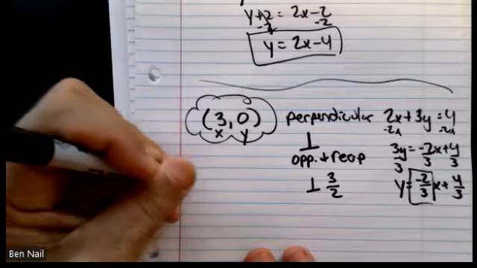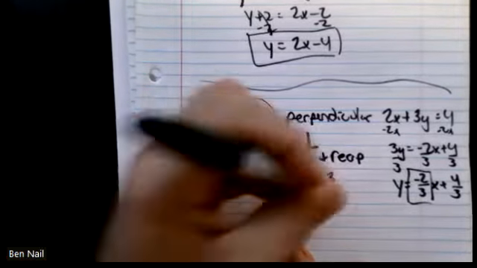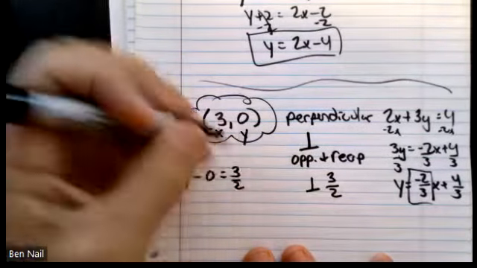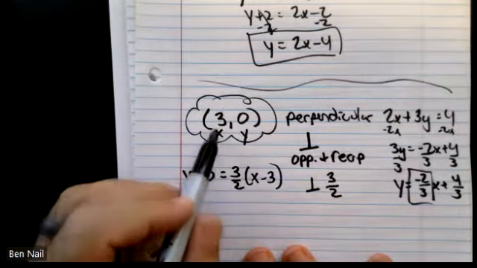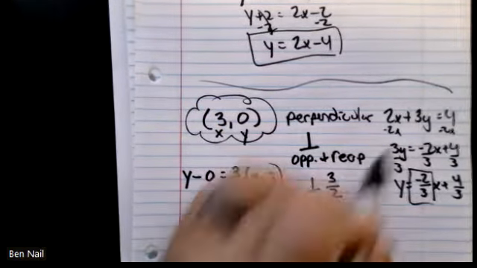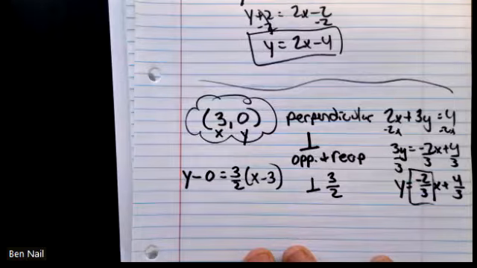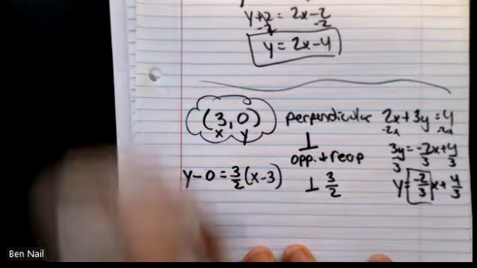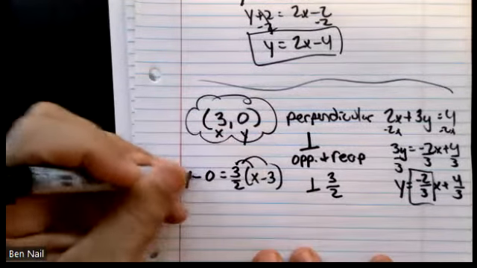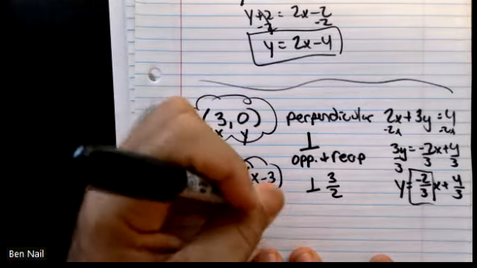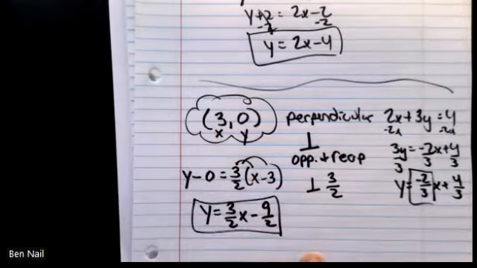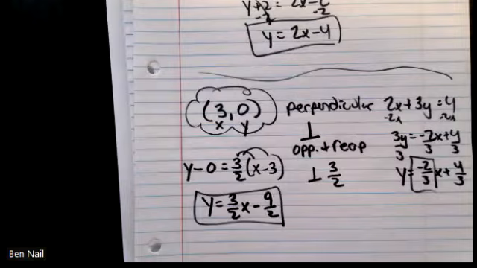So again, that point slope formula is Y minus Y equals M times X minus X. Again, this is the X and Y we use. I just needed the slope from that. Distribute. Y minus 0 is just Y. And there's my equation.